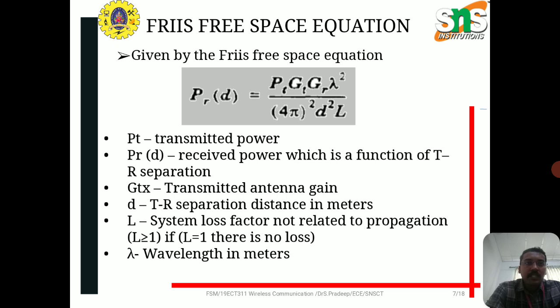The power given by the free space equation is denoted by Pr(d), where Pt is the transmitted power, Pr is the received power which is a function of the T-R separation, Gt is the transmitter antenna gain, d is the separation distance in meters between transmitter and receiver, and L is the system loss factor not related to propagation. Lambda is the wavelength in meters.